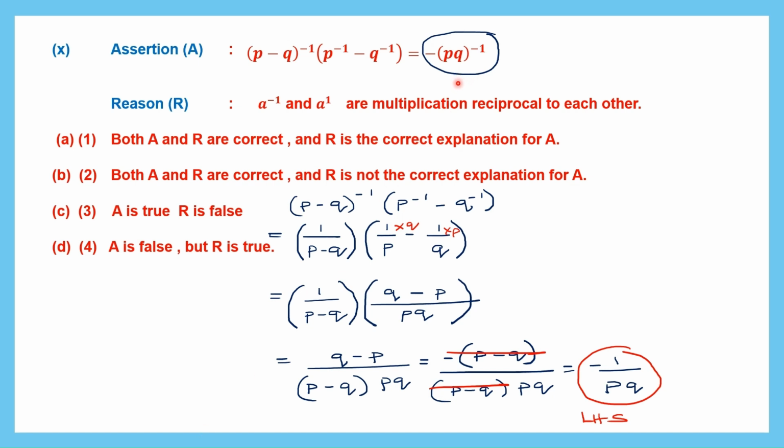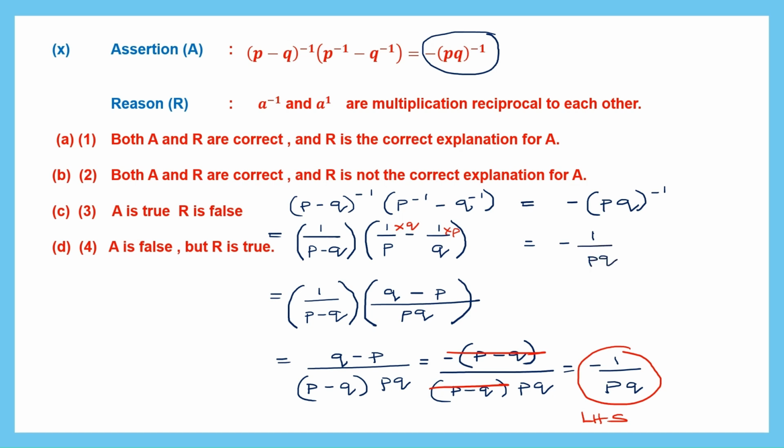So right hand side is negative PQ minus 1. That's what it says, it's equal to that, isn't it? So equal to negative of PQ, the whole thing raised to the power of minus 1. Now here also I'm going to change my power to positive. That means I need to write the reciprocal of PQ. So the negative sign remains and the reciprocal of PQ is 1 by PQ.